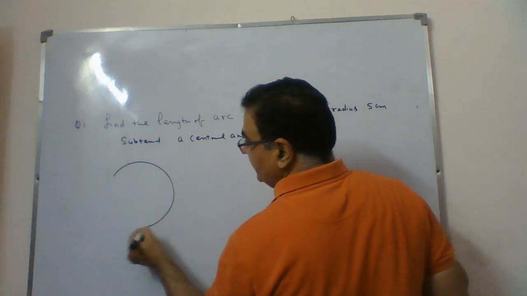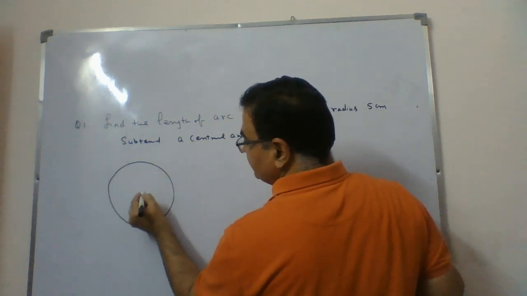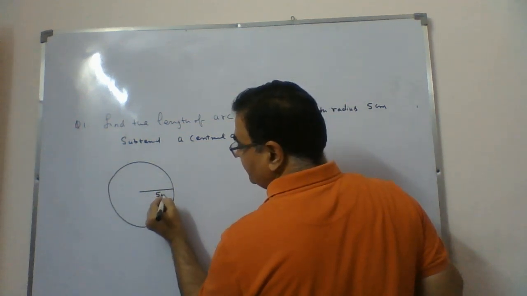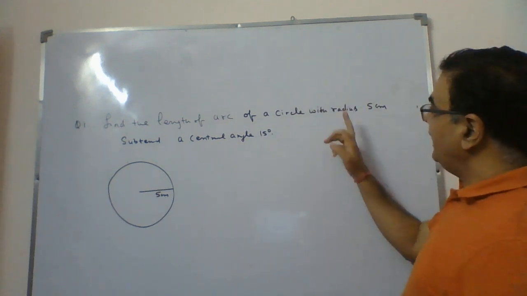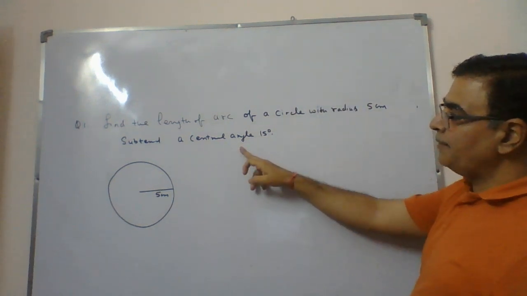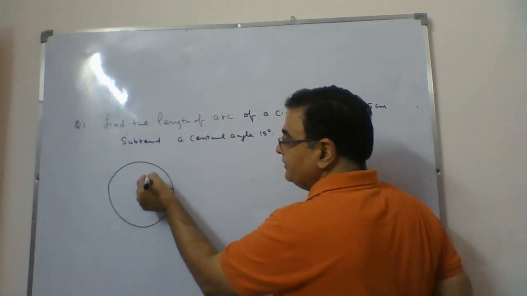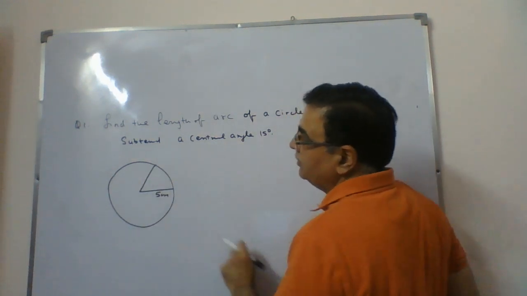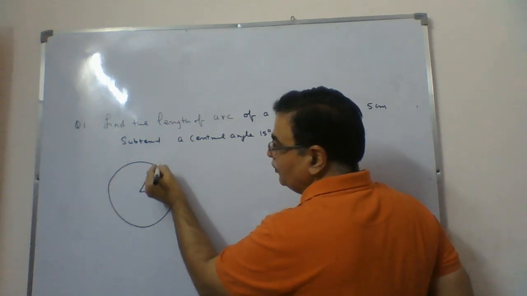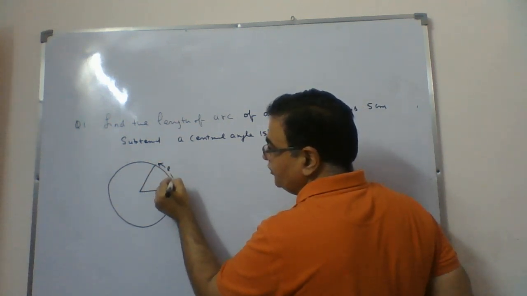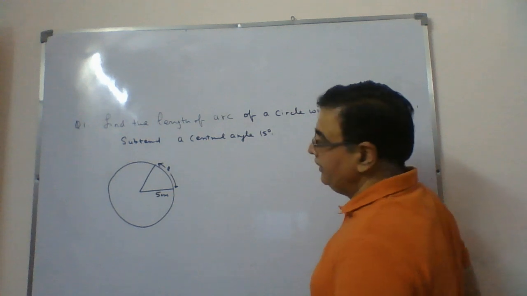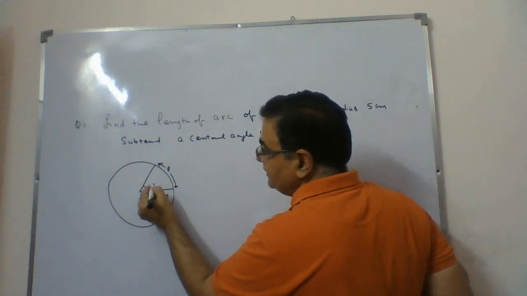This is the circle we have. Its radius is clearly given as 5 centimeter, and it subtends a central angle of 15 degrees at the center. We should calculate the length of this arc. We don't know what this length is, so let this length be L. We should calculate it when the central angle is 15 degrees.